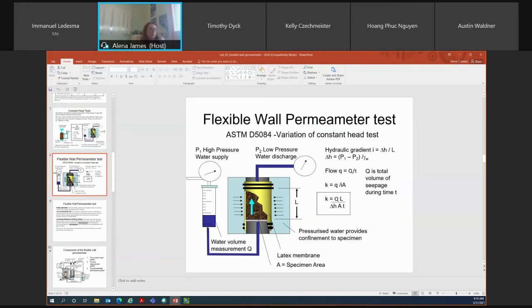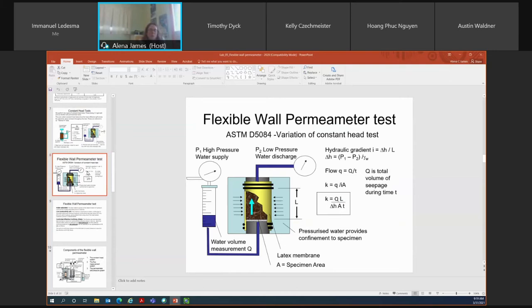The way you calculate your delta H is, P1 is your high pressure that you're applying, P2 is your lower pressure that you're applying, and you're using a medium of water in a flexible wall permeameter test. So you divide your P1 minus P2 in your numerator by the unit weight of water. P1 and P2 are measured in kPa, or sometimes in PSI, and you convert them to kPa. So you can calculate your delta H in that manner. And then you know the length of the specimen, so you can determine what your hydraulic gradient is.